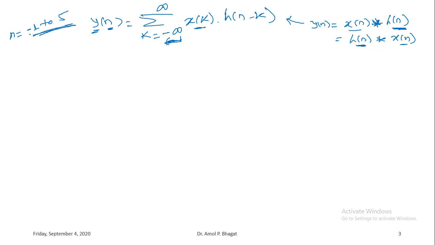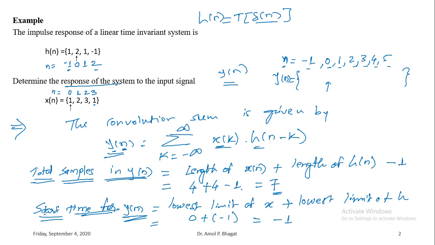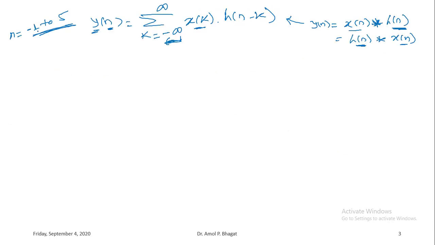From where we have computed these values, I have shown in the previous slide. There are a total of 7 samples, but the values of n start from -1, so -1 to 5 will be a total of 7 values. So for these different values of n, I need to compute this y of n. Initially we'll start with n is equals to 0, then n is equals to 1, 2, 3, 4, 5, and then for n is equals to -1 we'll compute.